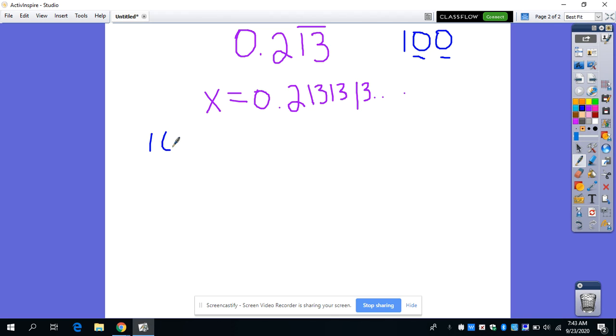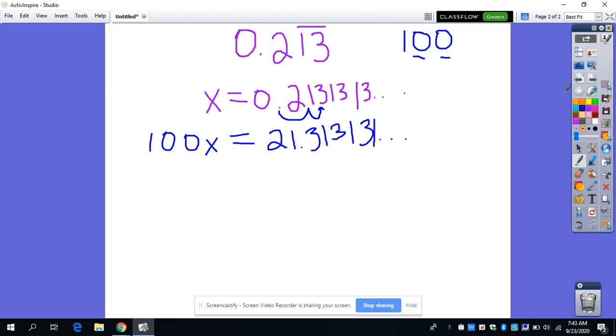So you're going to get 100x here. And remember what I told you in the last slide. By the amount of zeros there are here, you can move your decimal that many times. So if there's 2 zeros, you're going to move this decimal 2 places over. Okay? That's going to give you 21.313113 dot, dot, dot. Oh, I should put another one before Mr. Tucker kills me. All right.